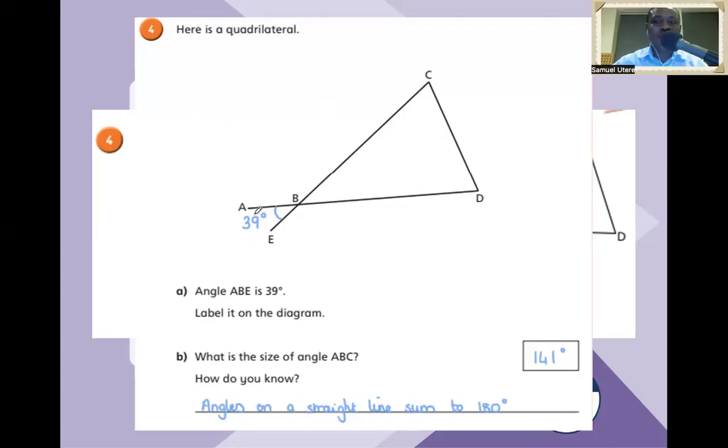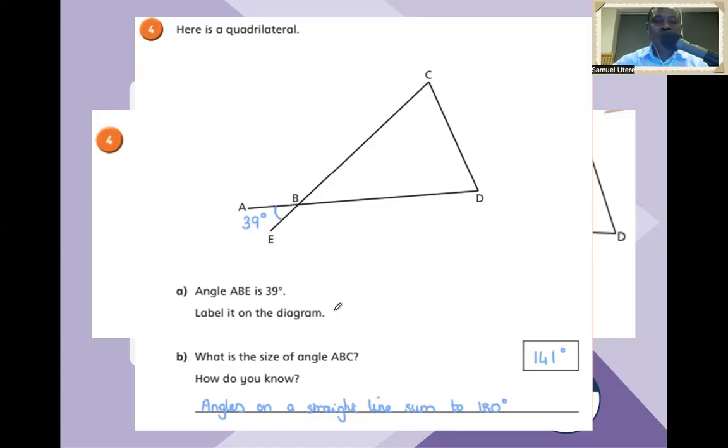So by now, you know how we use angle convention or angle notation. So the middle letter represents where the angle should be. So that's 39 degrees there. For B, you were asked, what is the size of angle ABC? So angle ABC.